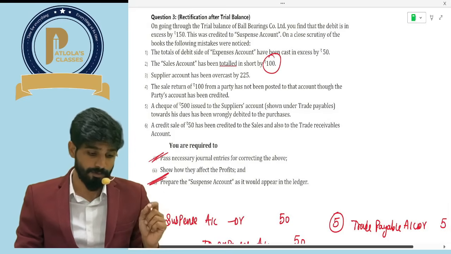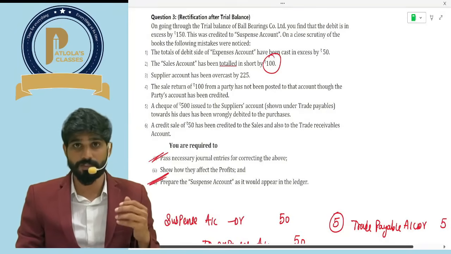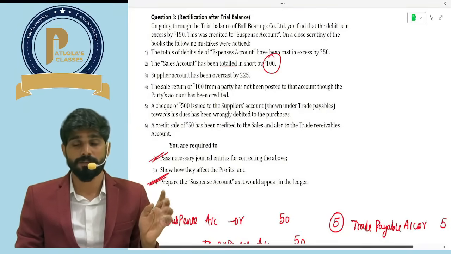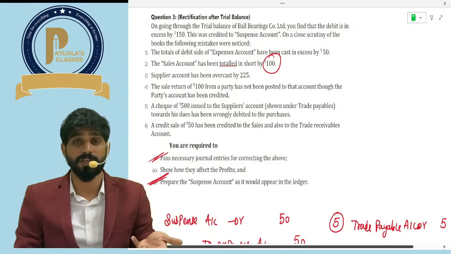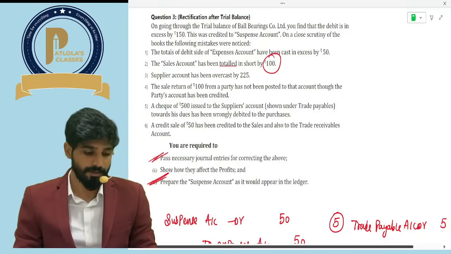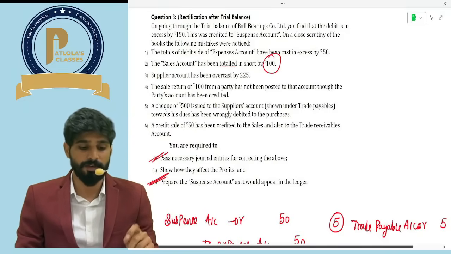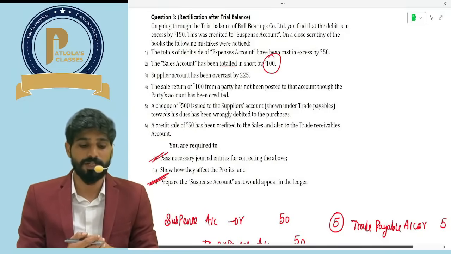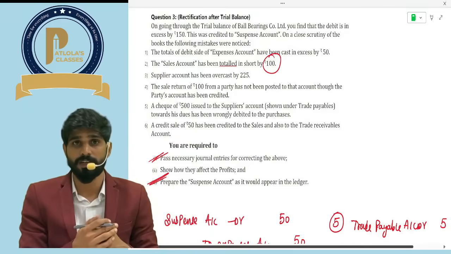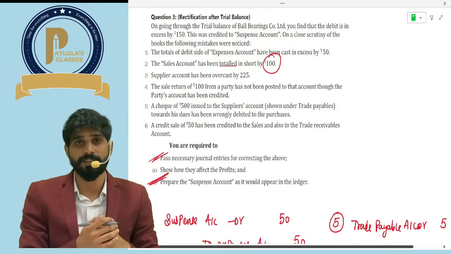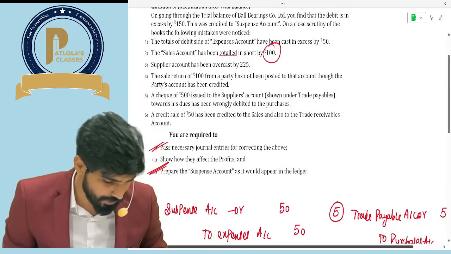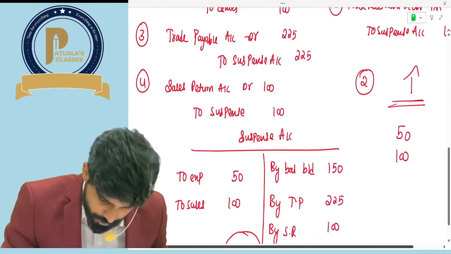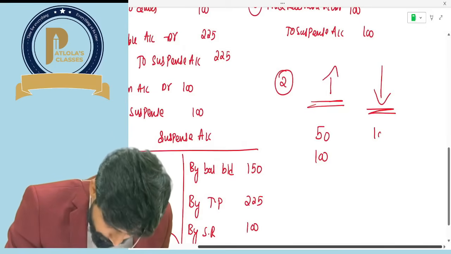Coming to the fourth one, sales return is not taken. Sales return is not taken at all. Because of sales, profits will increase. Because of sales returns, profit should decrease. But the sales return of 100 from a party has not been posted to that account. Since sales return has not been taken, now we are taking sales returns. Your profits should decrease. Your profits should decrease by how much? Your profits should decrease by 100.